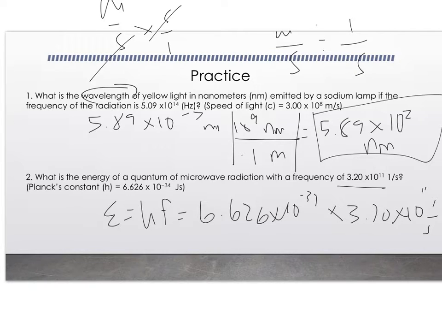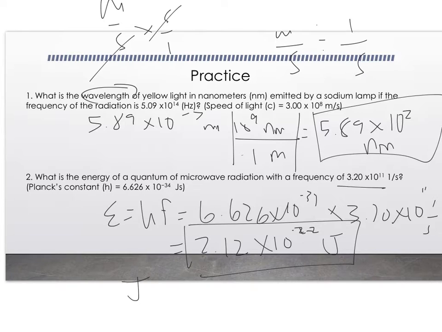Multiplying those two numbers and rounding to the correct amount of sig figs, we end up getting 2.12 times 10 to the negative 22nd joules. So that's 2.12 times 10 to the negative 22 power in the unit joules, because you have joules second multiplying by 1 over second, and we end up with the unit joules for energy.